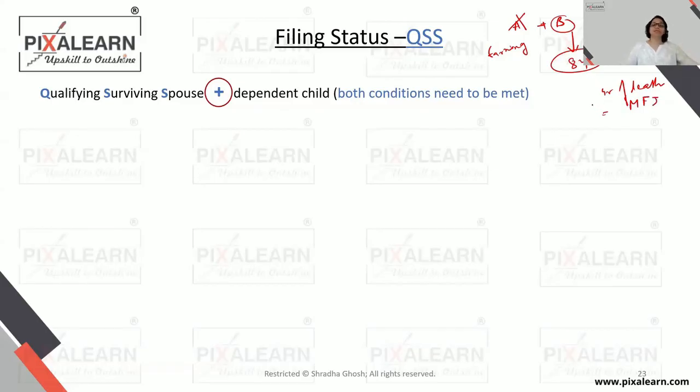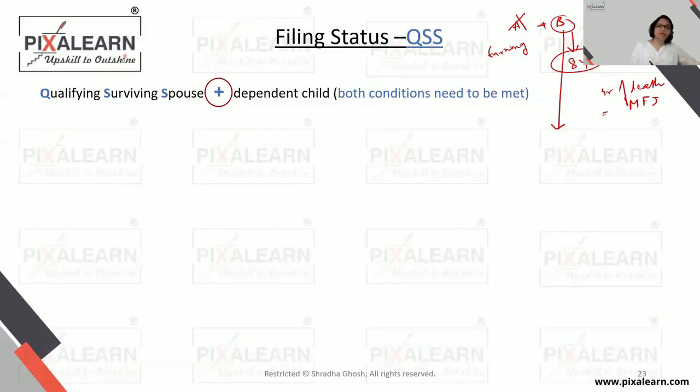But what will happen subsequently? Because we cannot suddenly jump in and start working, right? So in order to avoid undue hardship, for 2 years following the date of death, that means in the year of death, I give you the advantage. And for 2 years following the year of death, if you can substantiate that you have a child or a dependent whose expenses you are paying and for whom you're maintaining the house, then I will let you use the benefits of married filing jointly rates.